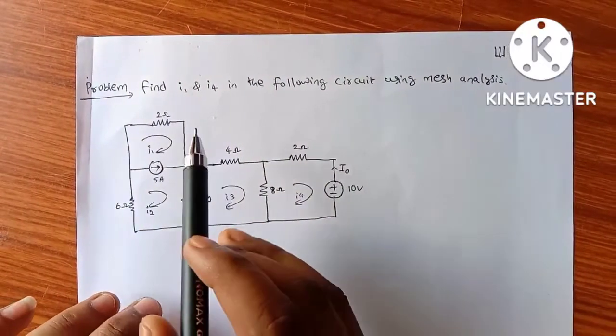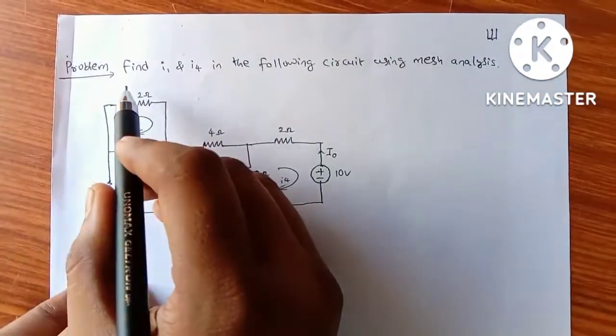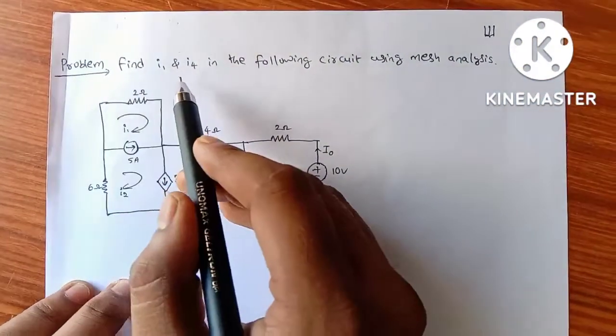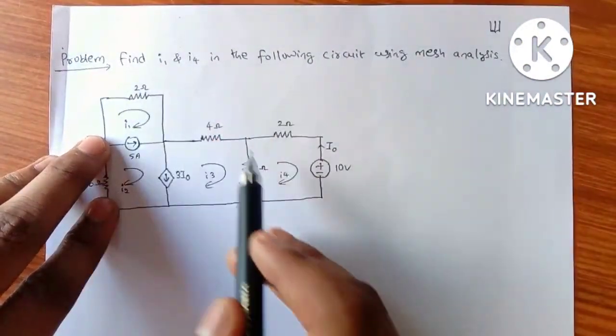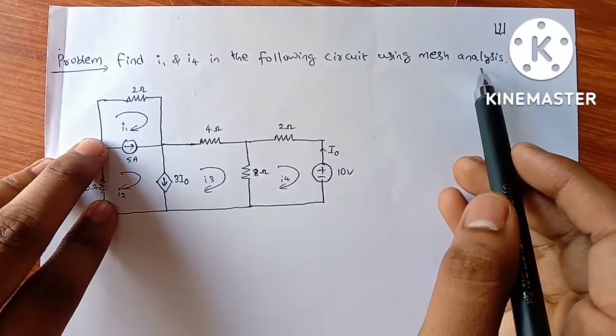In this video, we are going to solve one more problem on mesh analysis. What is the question given? Find I1 and I4 in the following circuit using mesh analysis.